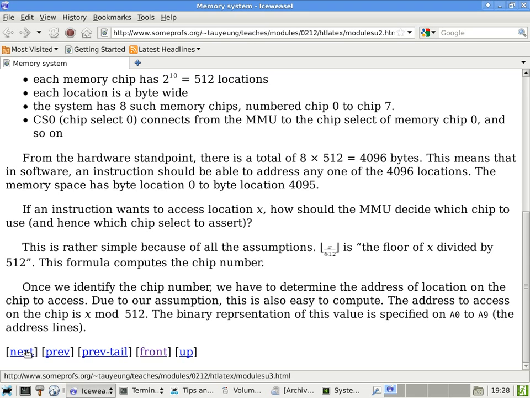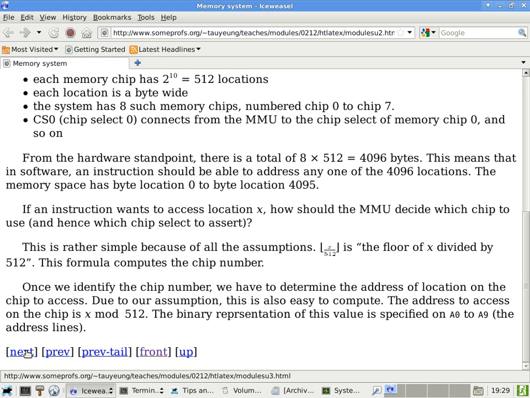So the MMU is the one that is controlling or driving the chip select lines as well as the address and the data lines. Well, the data line is sometimes driven by the memory chip and other times it's driven by the CPU. So we'll talk about that in the next slide.